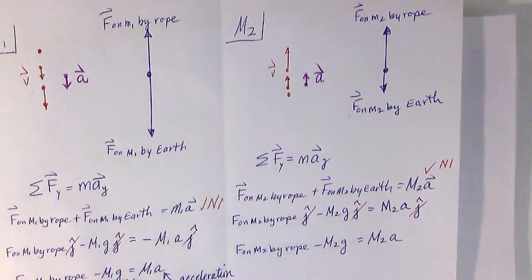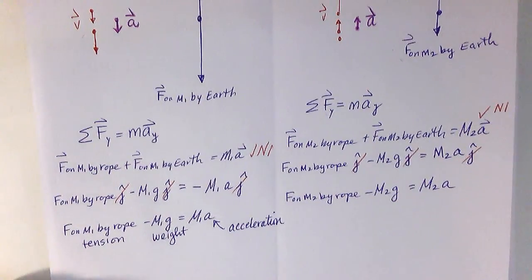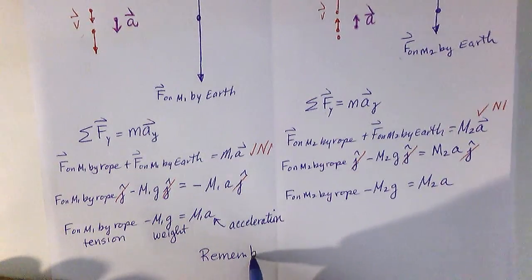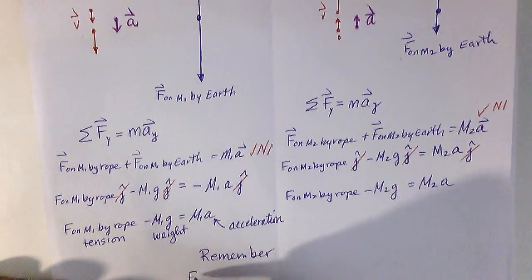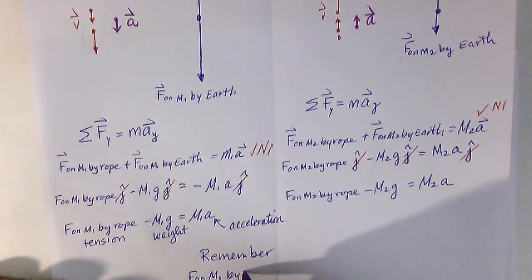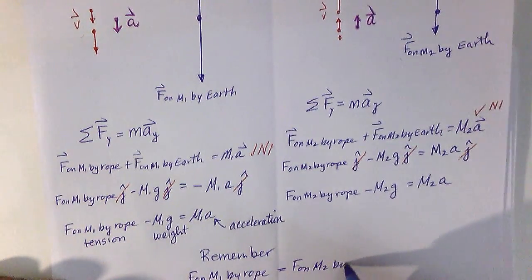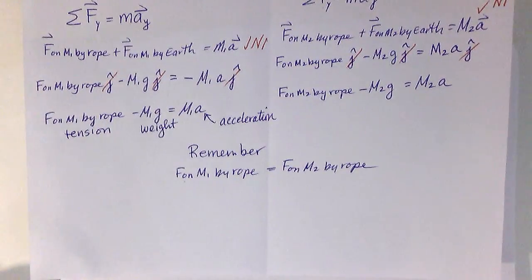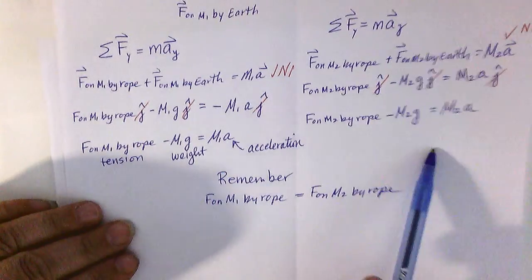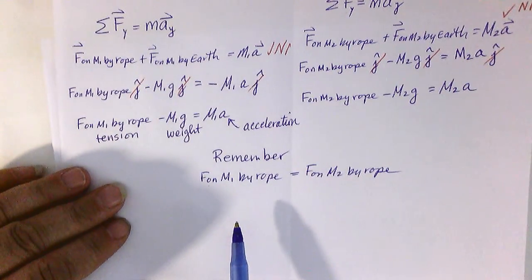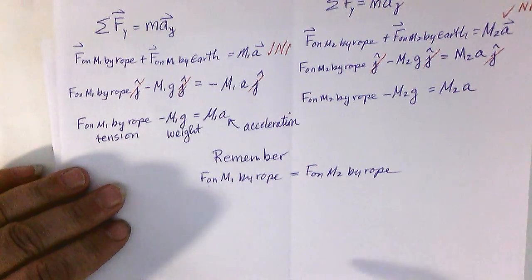Okay, now how many equations do I have? Two. How many unknowns do I have? You may be thinking three, but remember, the tension is the same. So F on M1 by rope is equal to F on M2 by rope. Okay, so we have two equations. What I'm going to do is solve for the acceleration by elimination.